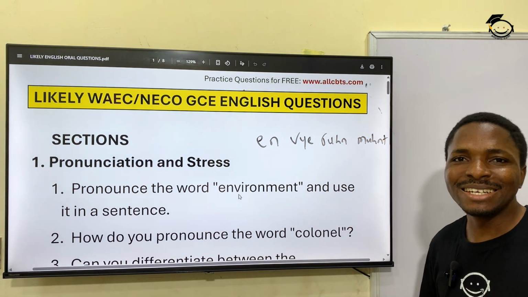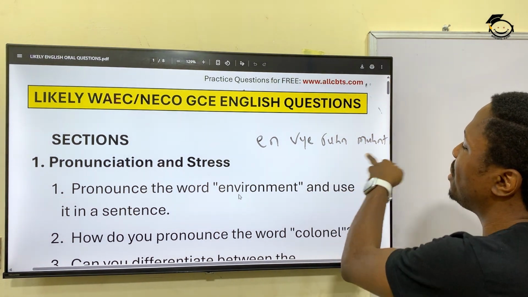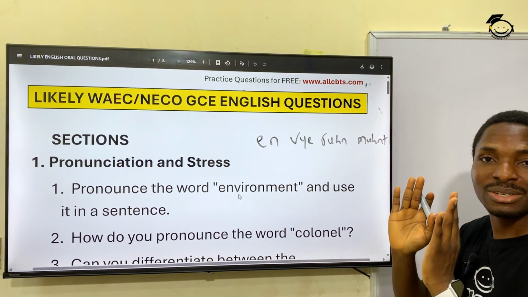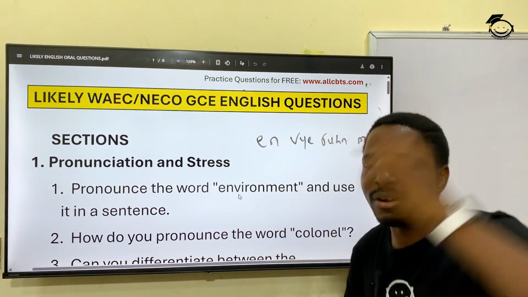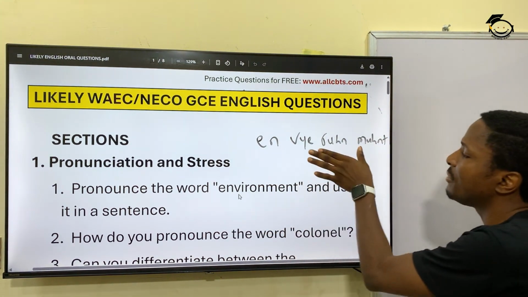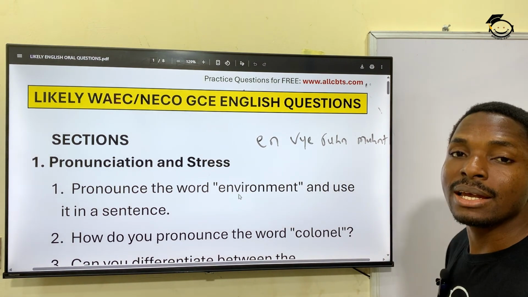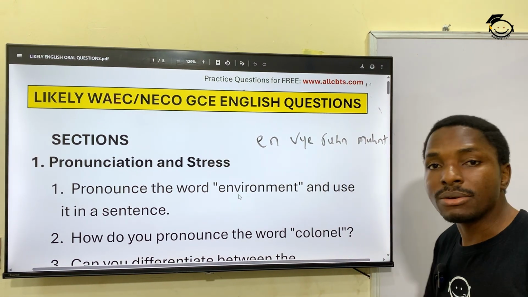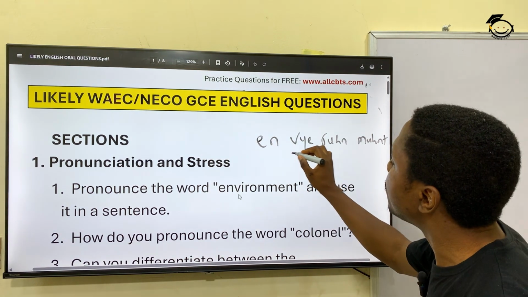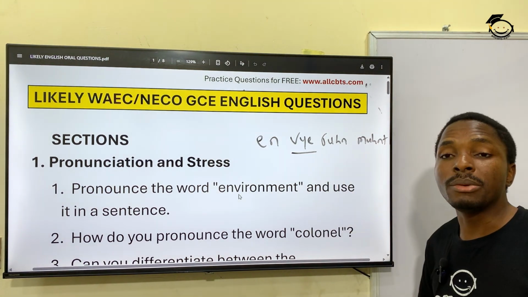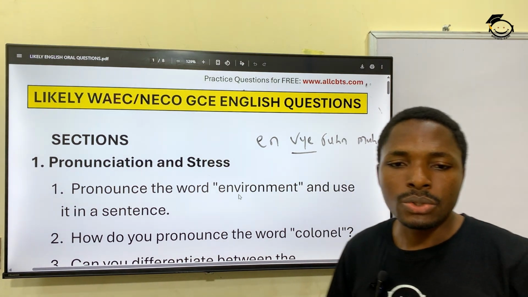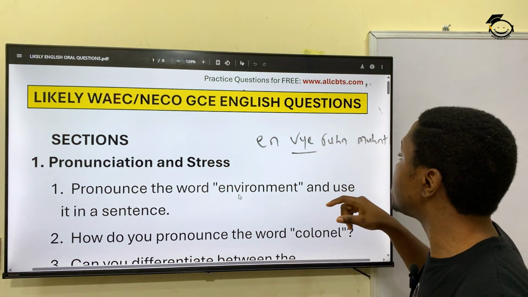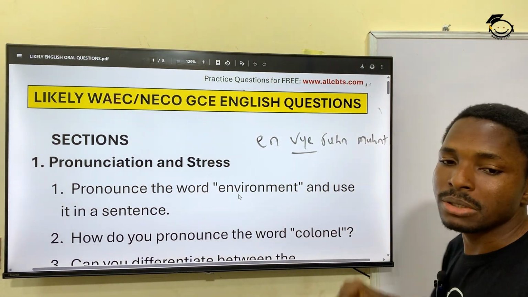Do you see that? Environment. This is how it's pronounced. This thing that you just call environment is pronounced as environment. The correct intonation to pronounce it, and the stress is on va: environment. See, so the stress is always on the second syllable: environment.